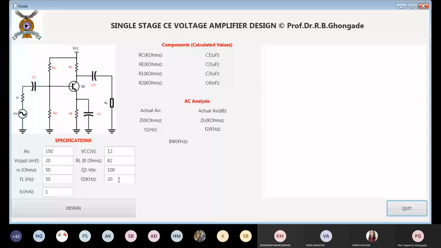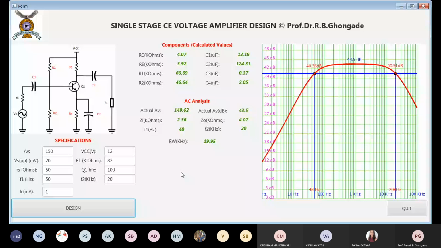Okay. So we start with selection of IC as 1 milliampere, and this is what we get. Check out the values. Are all the values same? Yes. Obviously, they are going to be same because the software is designed by me. So they have to be same.